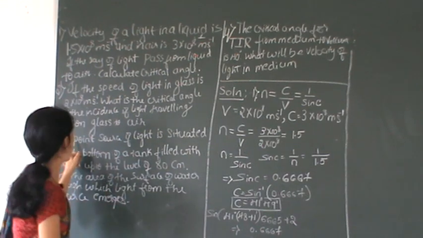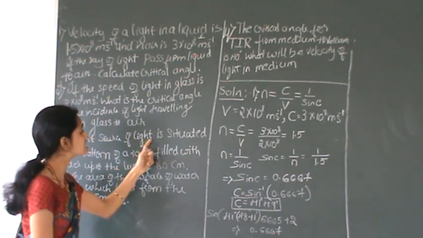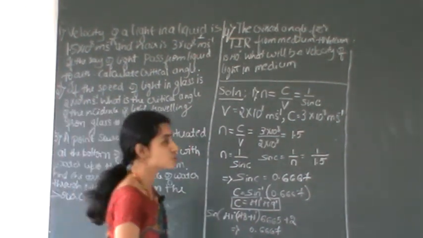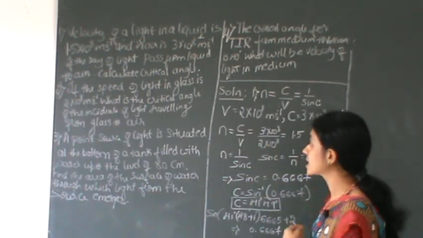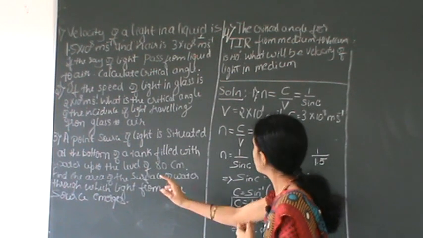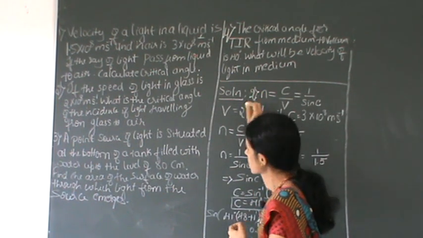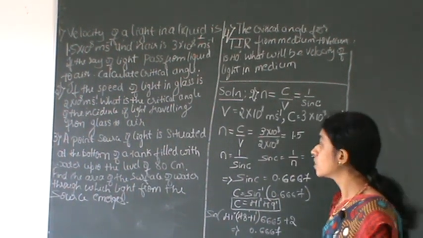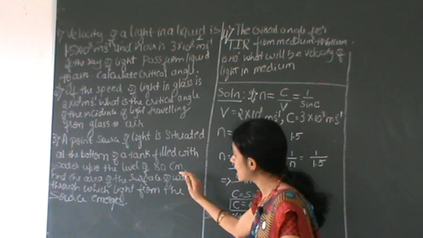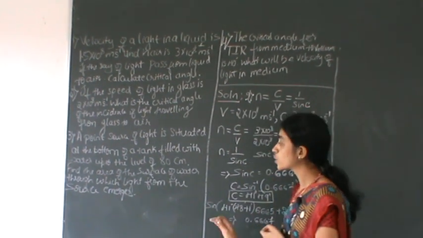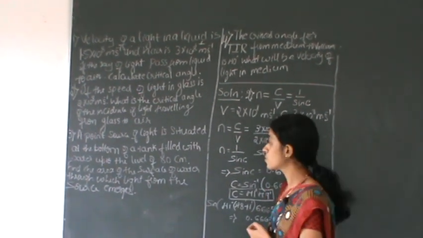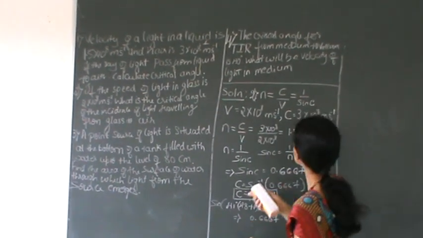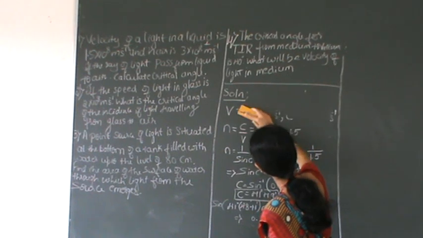A point source of light is situated at the bottom of the tank, filled with water up to the level of 80 centimeter. Next, find the area of the surface of water through which the light from the source emerges. For that problem, I am going to draw the schematic representation.